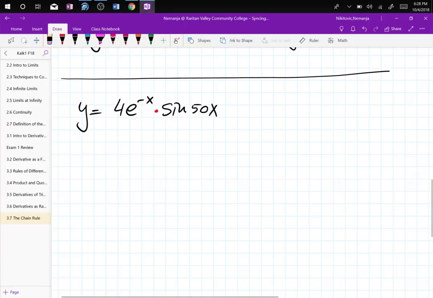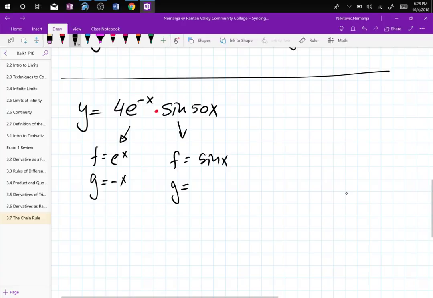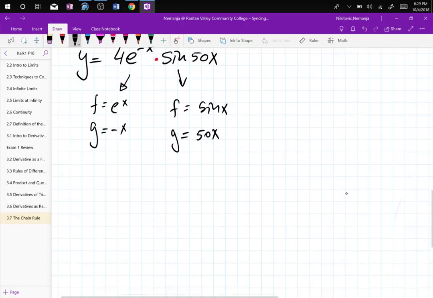So if I want to decompose this one, it simply decomposes: f is e to the x, and g is negative x. This one decomposes into both functions: f is sine x, and g is 50x. So x will be replaced by 50x, and you will have your chain rule possible.